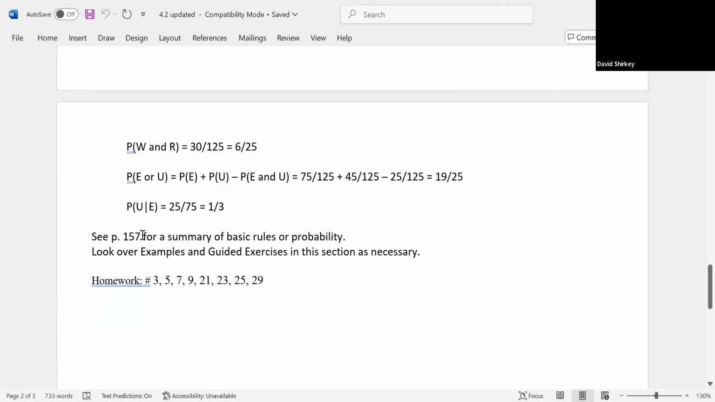So take a look at page 157 for a summary of basic rules of probability. Look over the examples as you go through and the guided exercises as you see necessary. Take a look at these for homework: Number 3, 5, 7, 9, 21, 23, 25, and 29.